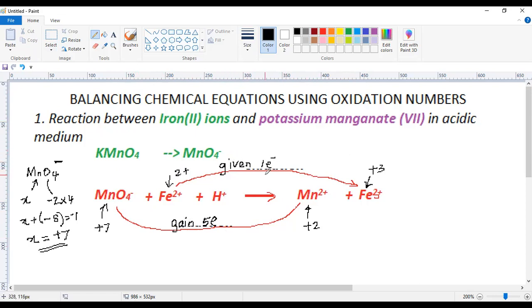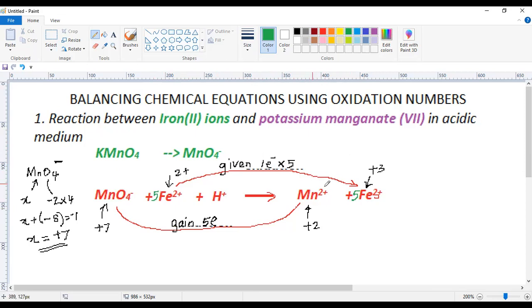There's only one way to do it. You multiply the given 1 electron by 5. So the gained electron number is 5, and the given electron number, 1 into 5, is 5. Earlier, I wrote 1 electron for 1 Fe2 plus to go to Fe3 plus. But because I multiply this by 5, I also should multiply the Fe3 plus side by 5. The Fe2 plus side is also to be multiplied by 5.